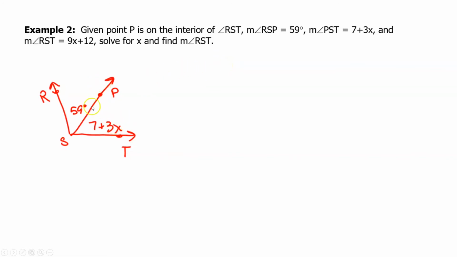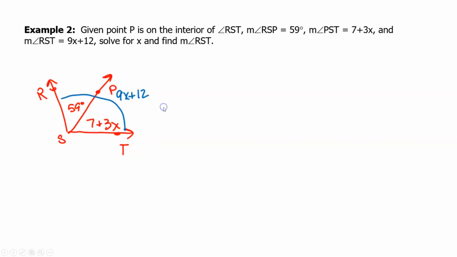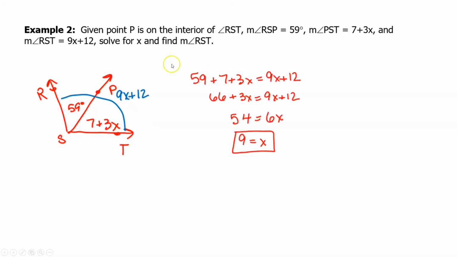Okay. So you should have labeled in your diagram that this angle here was 59 and this was 7 plus 3x, and the total angle was 9x plus 12. So you should have gotten this equation, which is 59 plus 7 plus 3x equals the total 9x plus 12. You simplify, combine like terms, and you get 9 equals x, or x equals 9.